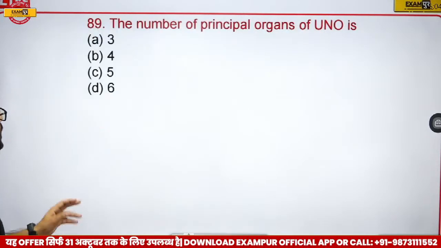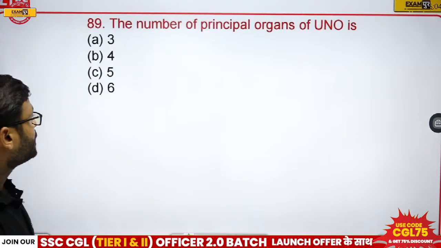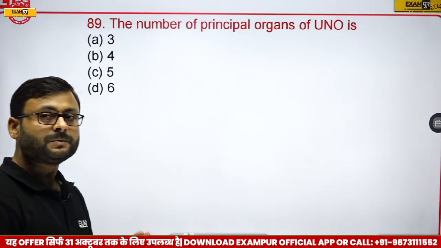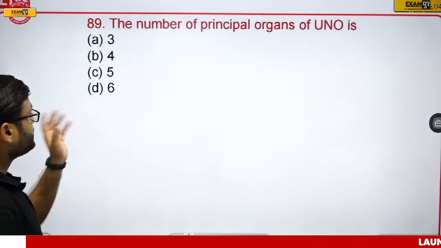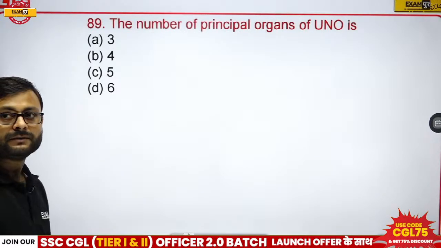Now let's move to the next question. So the next question is, the number of principal organs of UNO is. As we have already discussed in the previous slides, then tell me the correct answer for this question.